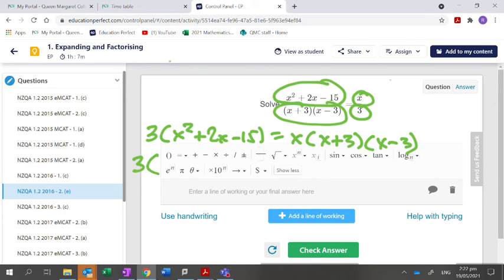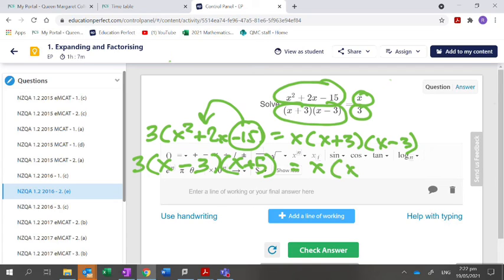Okay, so bring down your 3. x squared can only be x and x. So the two factors of negative 15 that'll combine to make positive 2. Yep, there you go. Equals x times x plus 3 times x minus 3.